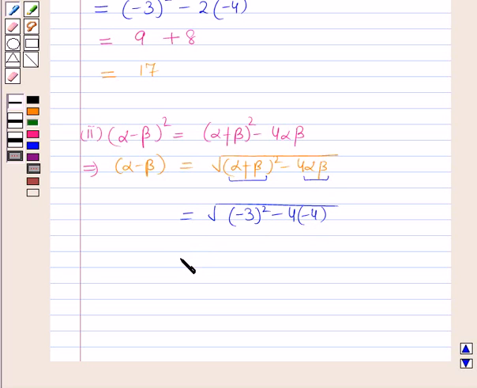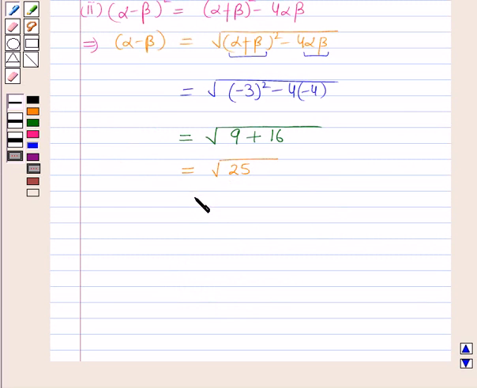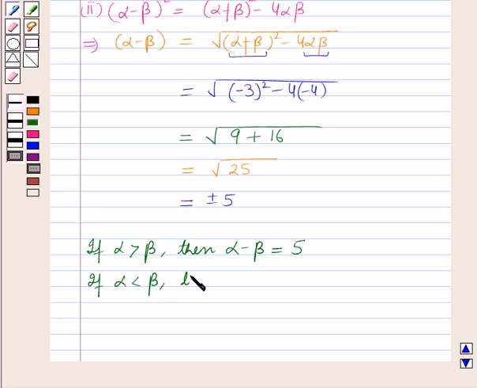which is further equal to square root of, minus 3 whole square is 9, minus into minus is plus, and 4 into 4 is 16, which will give square root of 25, which is equal to plus minus 5. Therefore, if alpha is greater than beta, then alpha minus beta is equal to 5, and if alpha is less than beta, then alpha minus beta is equal to minus 5.